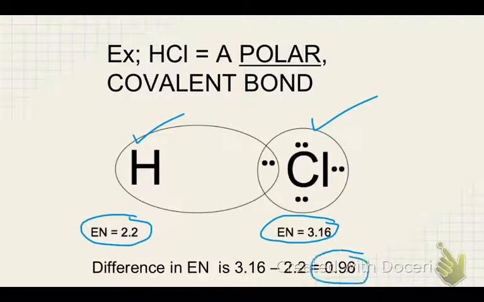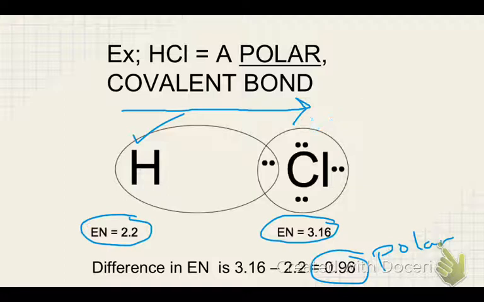0.96, which puts us in the polar range, 0.4 to 1.7. What that means is that chlorine, the way I've drawn it here, you can see the electrons are spending more time with the chlorine atom. So the chlorine atom is feeling like it has those electrons more than the hydrogen atom. So we draw an arrow if it's bigger than 0.4. You don't draw an arrow if the difference isn't bigger than 0.4, because that means they're sharing equally. If they're sharing unequally, we draw the arrow pointing to who is hogging the electrons. In this case, chlorine is hogging the electrons.